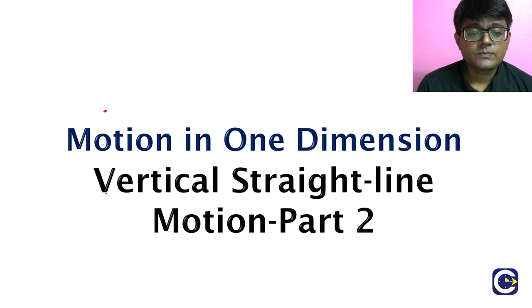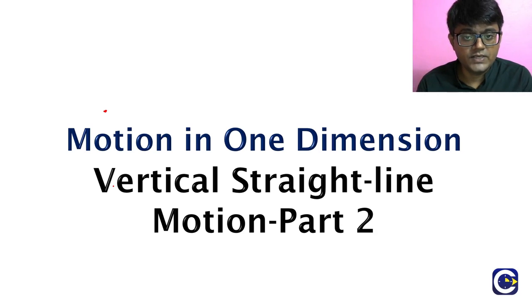Hello everyone. In this video, we look at the vertical straight line motion, second part of the discussion. Already in the first part video, we have talked about what are the aspects that we have to consider in the vertical straight line motion, and we have seen one case of the vertical straight line motion. So, if you throw an object from the surface of the earth, it will go up and then it will again return back. So, that particular case we have seen in the part 1 video.